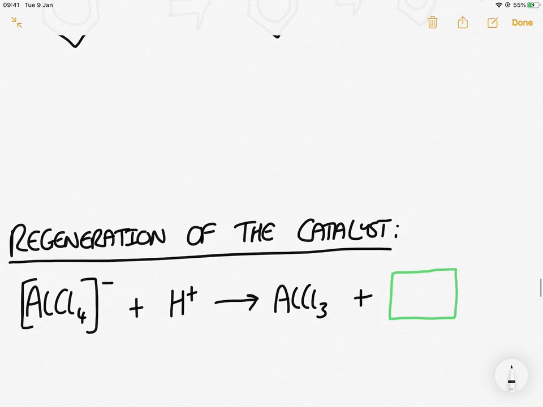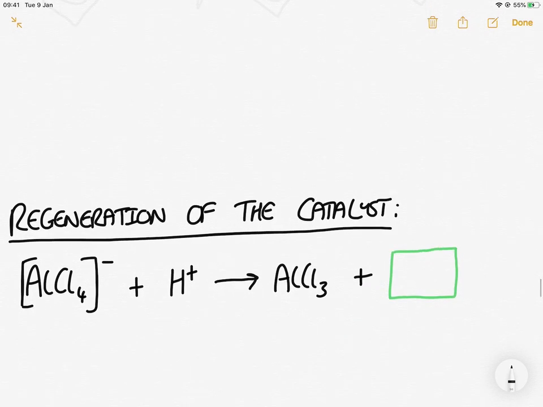Something else that we should point out is that the aluminium chloride needs to be regenerated for it to be considered a catalyst. We saw this a little bit before with the sulfuric acid in the nitration reaction. All I want you to do is to work out the formula of the byproduct, and again it should be obvious if you look at it for long enough. So you get your aluminium chloride back by a hydrogen ion reacting with AlCl4-. Byproduct is HCl.